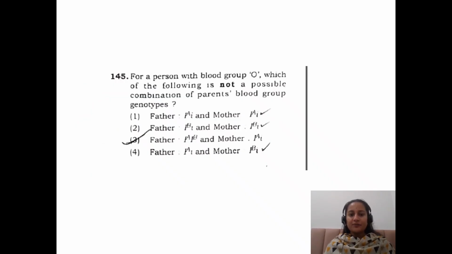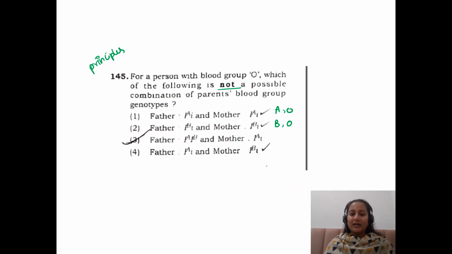For a person with the blood group O, which of the following is not a possible combination of parents' blood group genotypes? This question is from the Principles chapter. Let us say the father is heterozygous A and the mother is also A group. So obviously A group and O group are possible. Father with B, mother also with B with the same genotype, so B group and O group are possible.